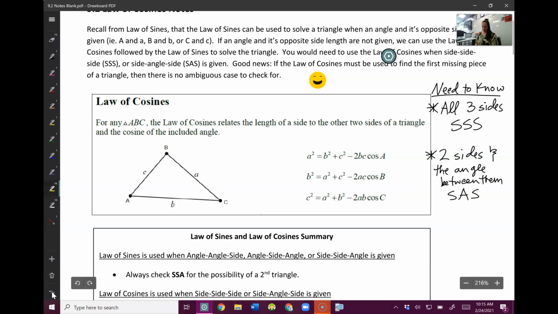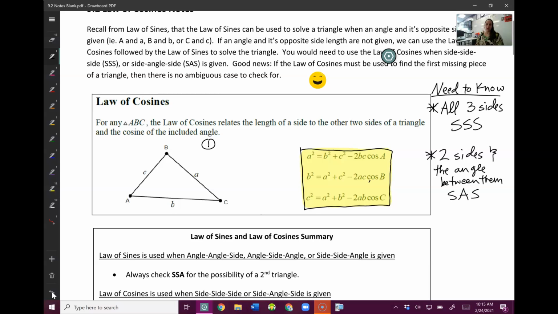Now let's talk about these. These are the three different versions of the law of cosines. We need to know all of them. But there's a trick instead of just blunt memorizing this. There are actually 4 patterns in these equations that we can use instead. So let's talk about these patterns.